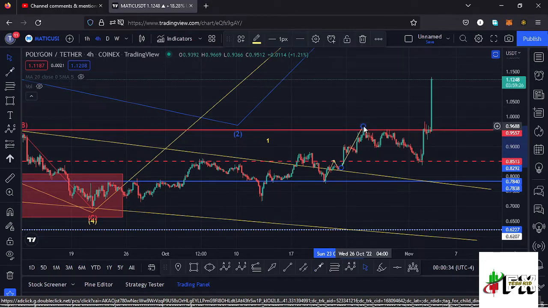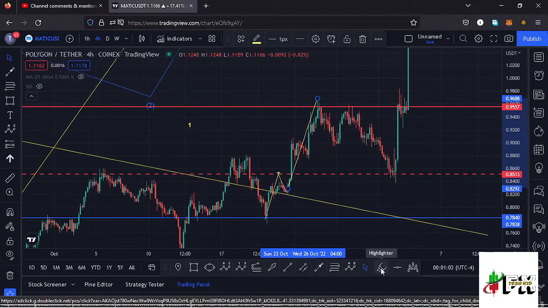We got a bit of a rejection over here, had a bit of a pullback, and then after making the low at around the $0.83 mark, we are seeing a massive pump to the upper side, managing to break above the key area of resistance at around the $0.95 mark once more. In that movement right here, we also saw the formation of another chart pattern, which is a double top.